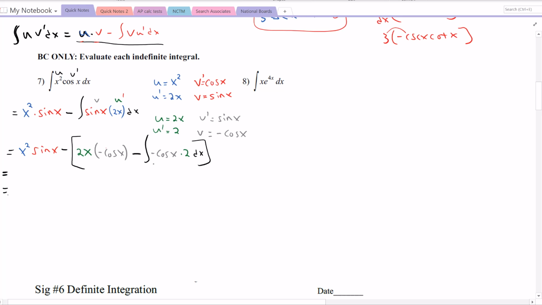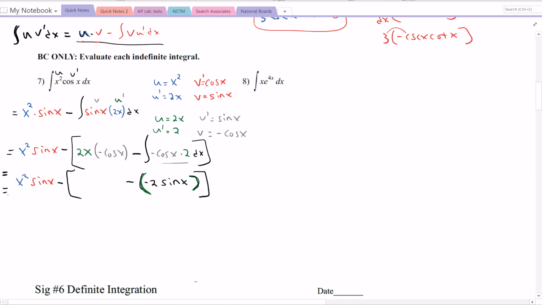And now hopefully you can see that we can integrate this because the 2 and the negative are just constants. And so if we do integrate it, we're going to get negative, the integral of negative cosine is just sine. Then we have this big bracket because our signs are going to get us a little confused here. So let's go from over here. This is going to be x squared sine x. Let's keep this big minus there.